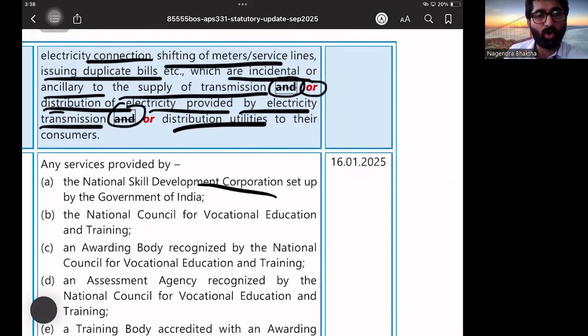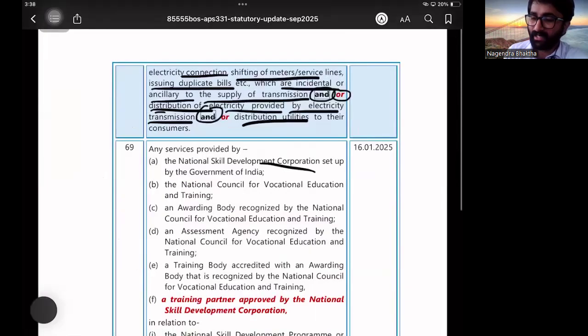Earlier, "and" was the word which is used. Now it is "or". They made it as "or". Nothing such changes which has happened. You just remember that electricity is exempt, and that metering equipments which are given on rent, that is also exempt. Maybe by electricity transmission company or distribution utilities. Or instead of "and", "or".